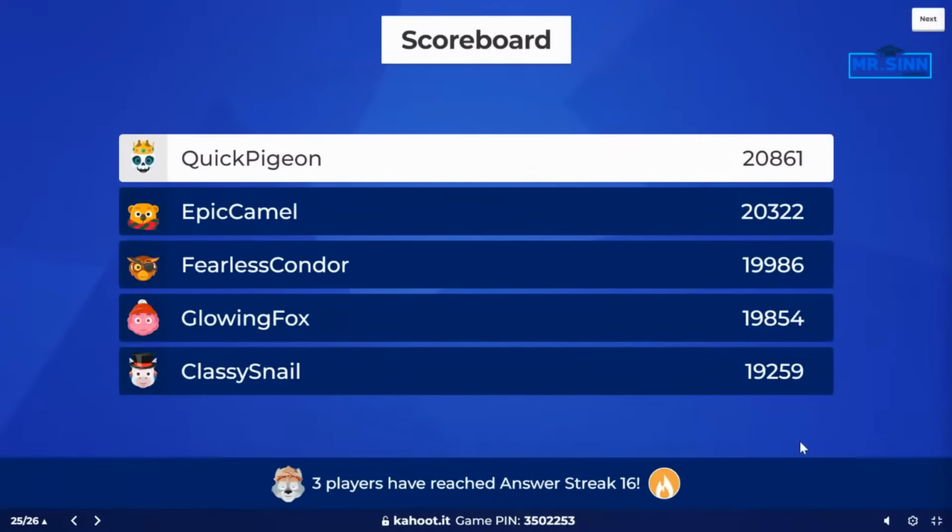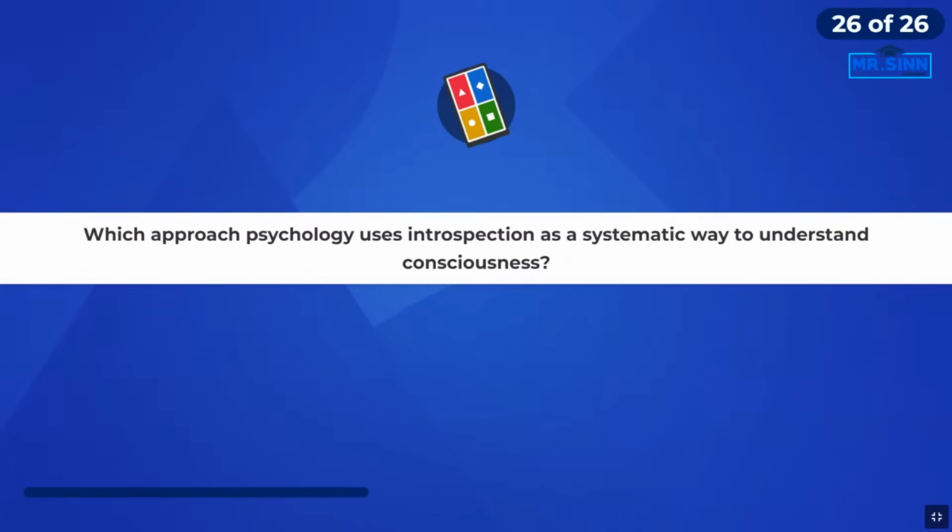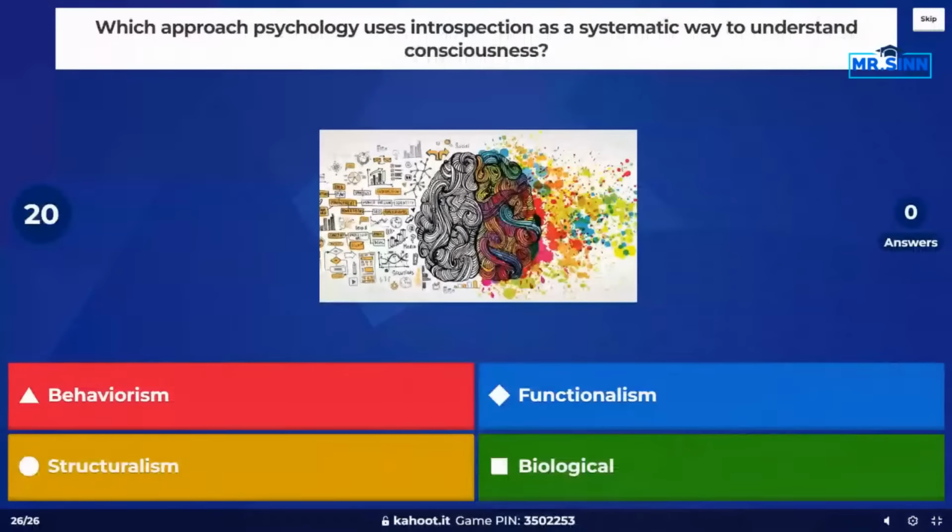All right, let's go back to our leaderboard. What do we got? Nice. Still maintaining. We are on 26 of 26.